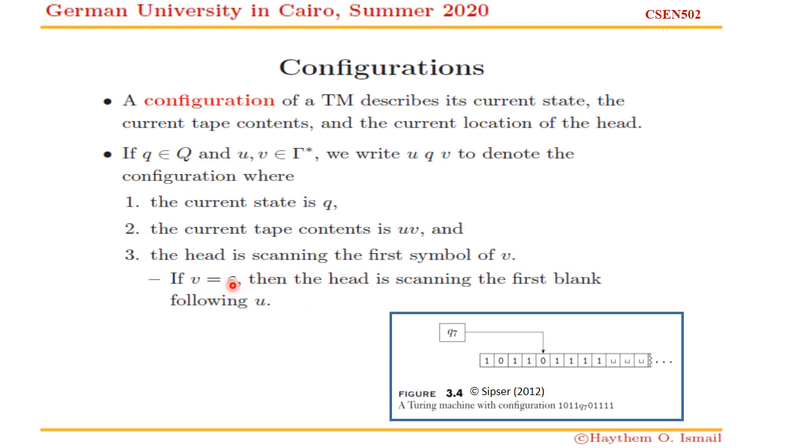Now, when V is the empty string, then the head is scanning the first blank after U. So if the head is here, for example, then this will be U, and V will be the empty string. If U is the empty string, then basically the head is at the leftmost cell of the tape.